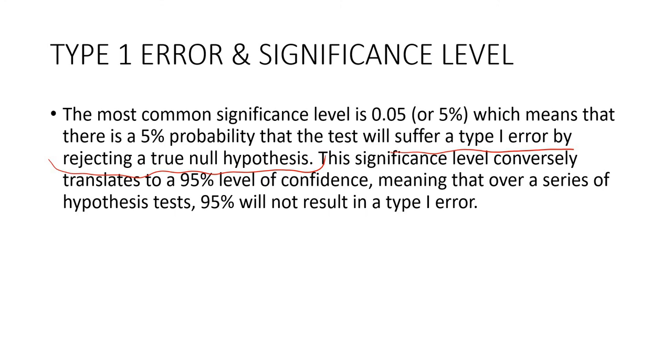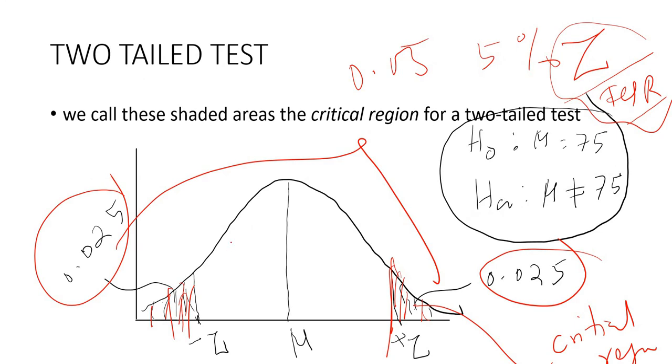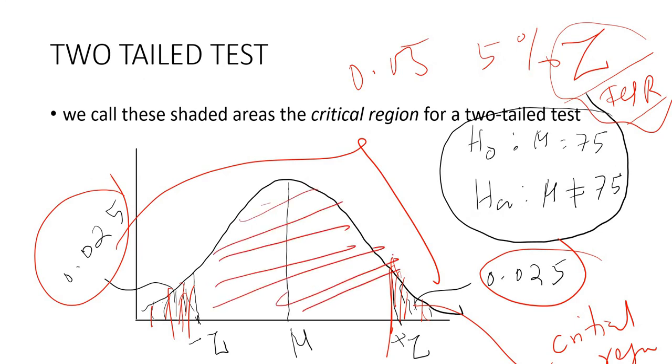The significance level conservatively translates to 95% level of confidence. See, 95% is the confidence level, meaning that over a series of hypothesis tests, 95% will not result in type 1 error. That is the confidence level. That area is known as the confidence area. This area is the critical region. This is the confidence region.